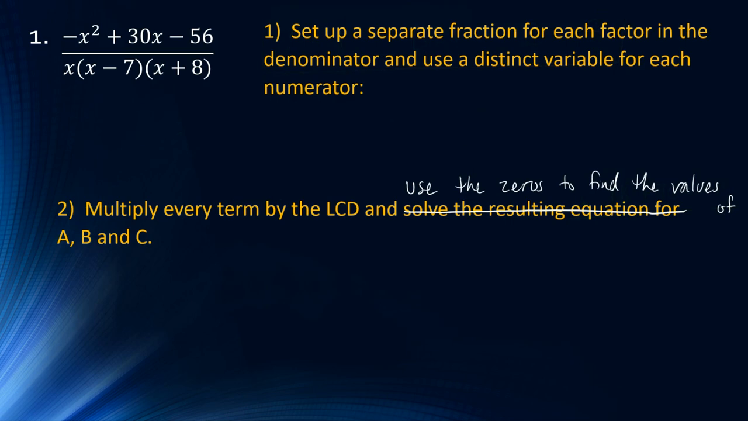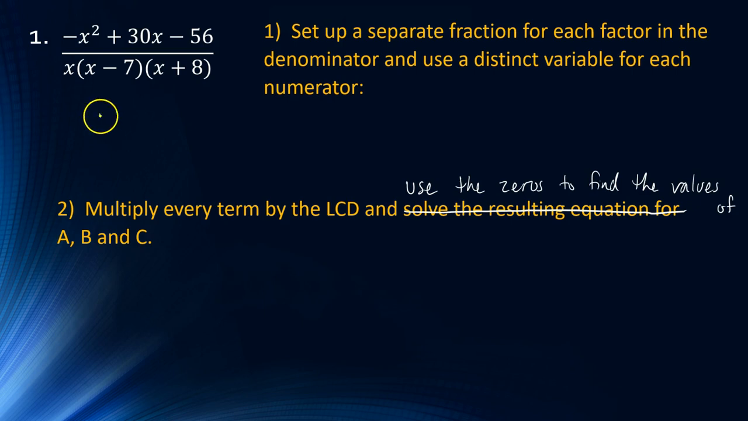All right, so here's what we're going to do. The first thing is going to be the same as in that previous process: we're going to set up a separate fraction for each factor in the denominator and use a distinct variable for each numerator. You can use any variables you want. I would encourage you, since the denominators are usually going to be in terms of x, to use variables at the beginning of the alphabet like A, B, and C, or even D if we need to have 4 fractions.